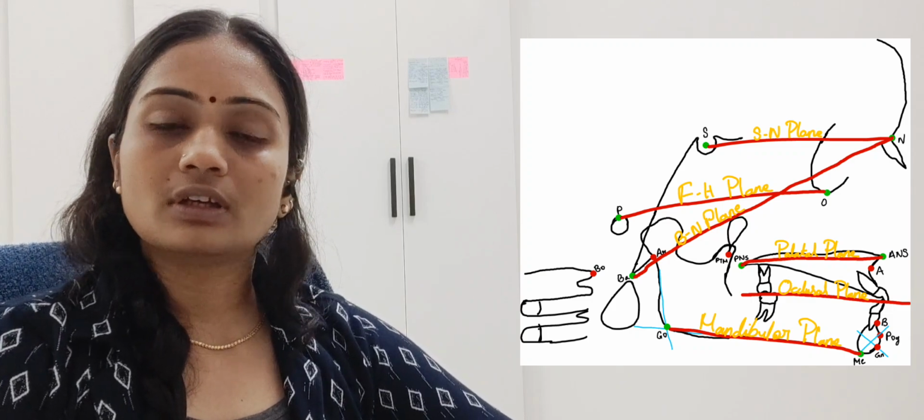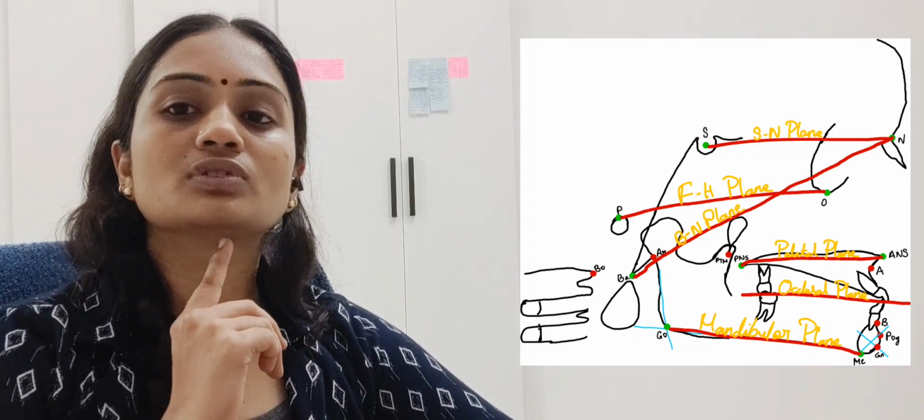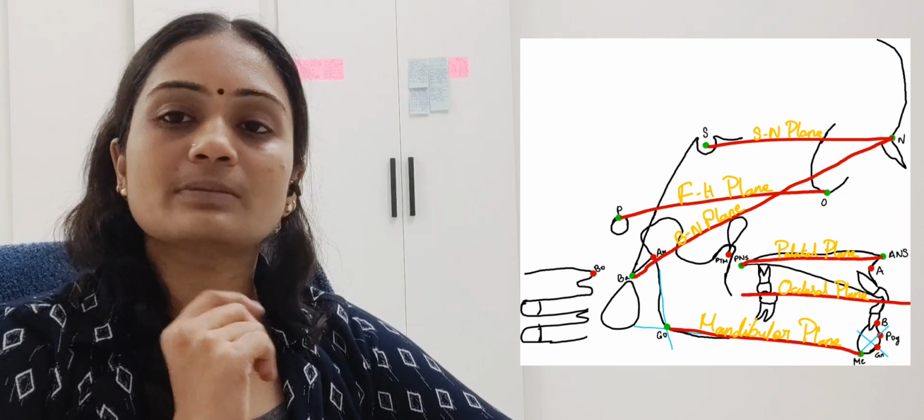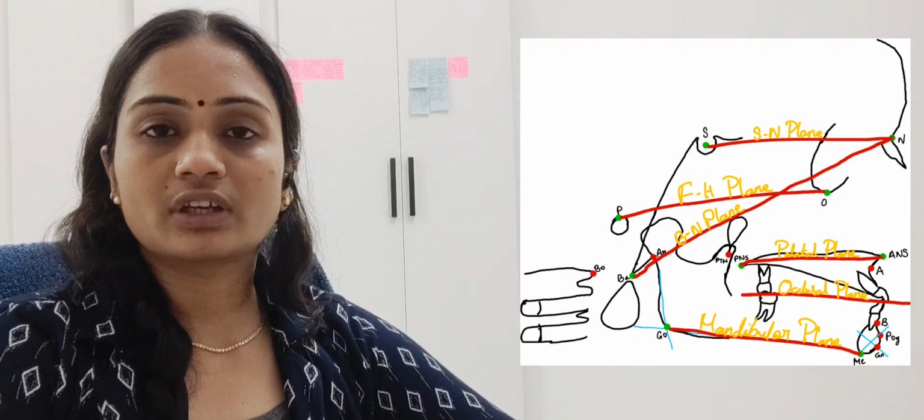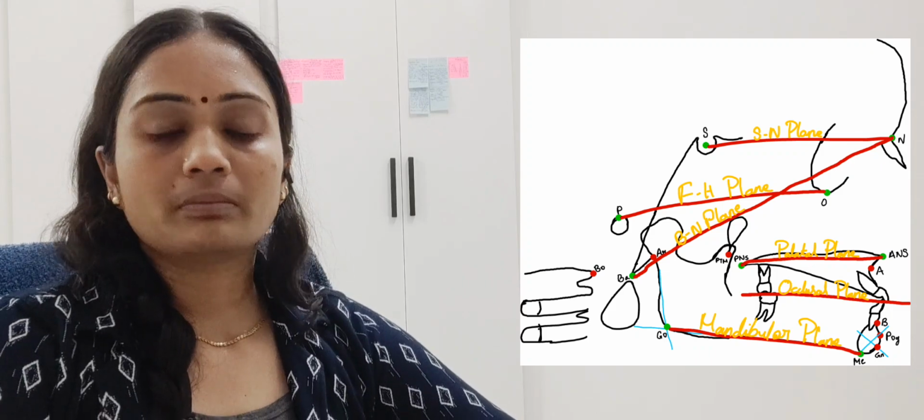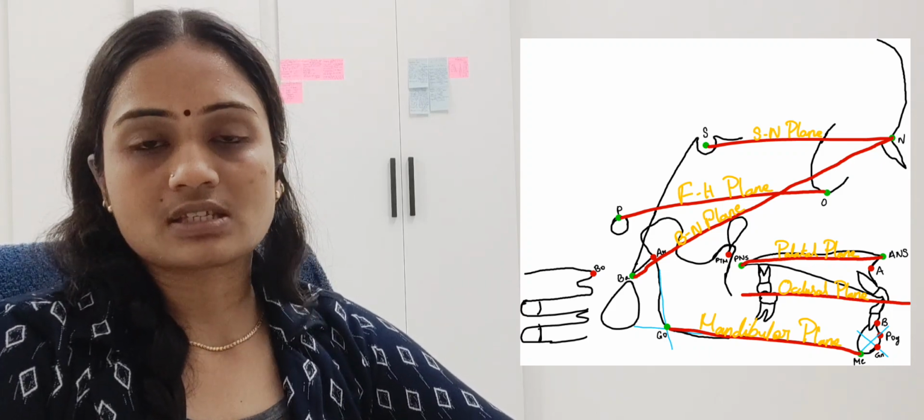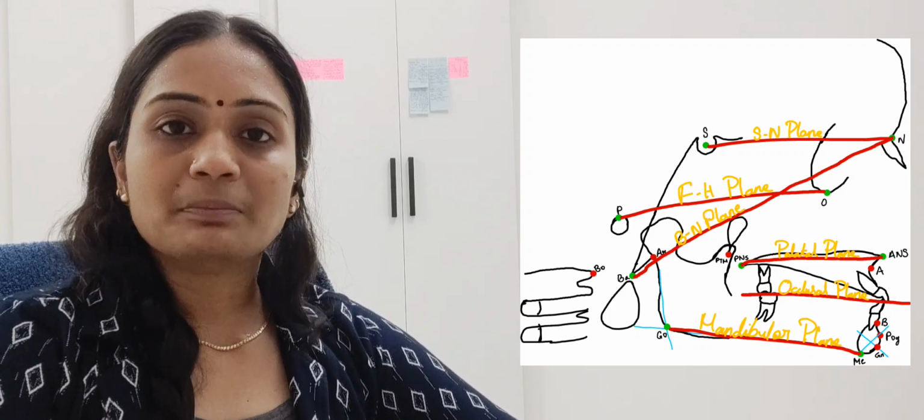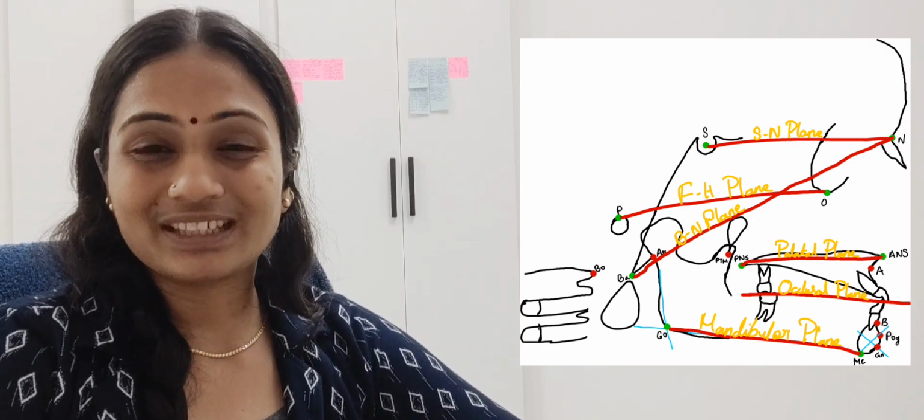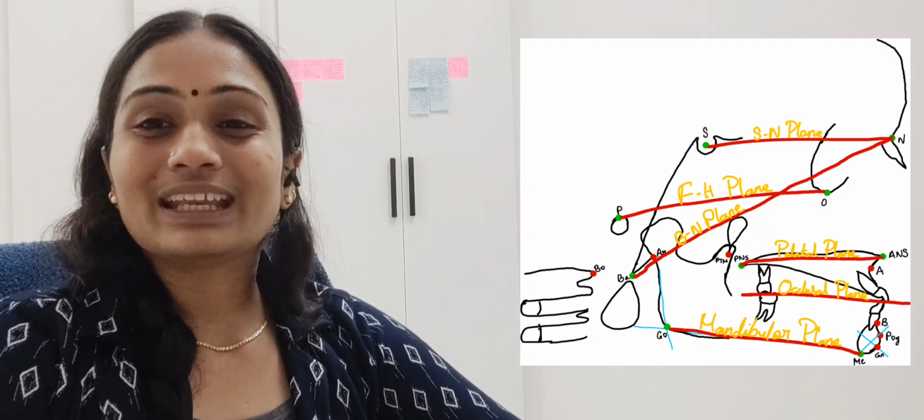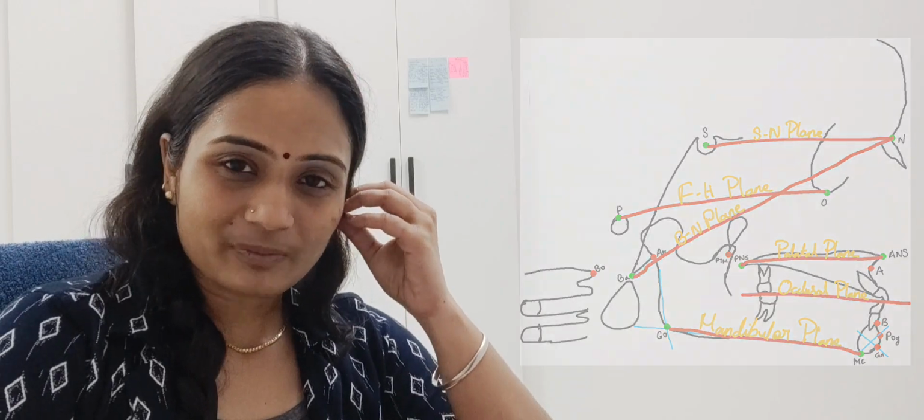So for Downs, you can remember it like the most down, the lowest point, is the menton. No? So like that you can remember. So the line joining the gonion and the menton is for the Downs analysis. And the last one is the basion and nasion, the basion nasion plane.